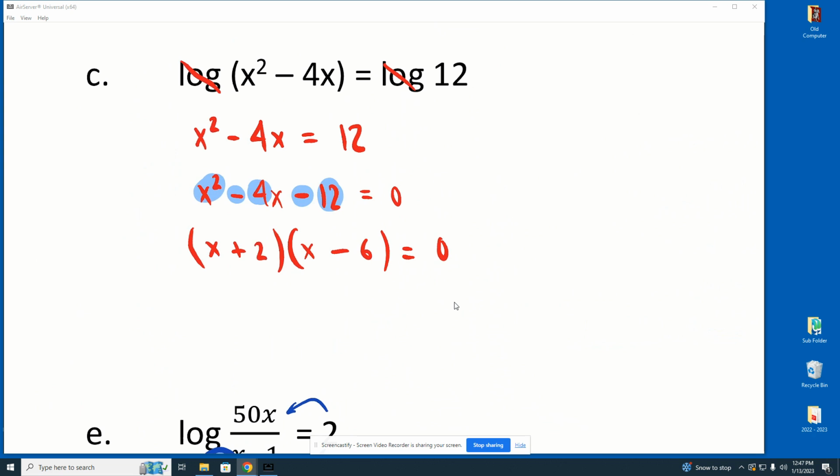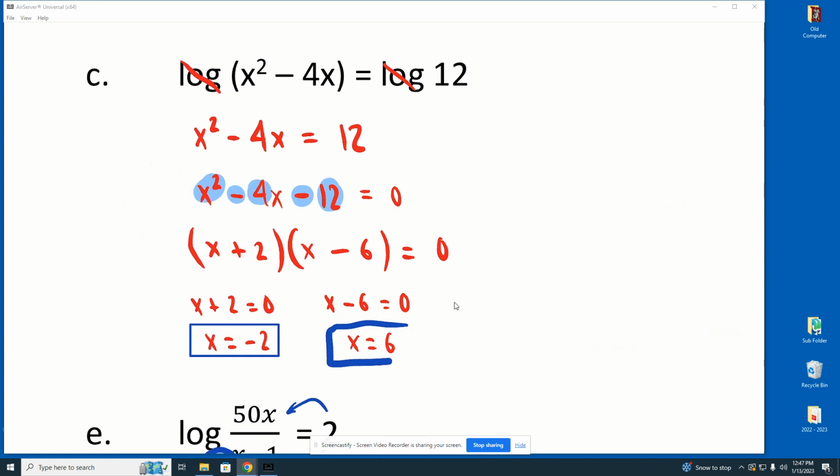Now, once we have these factors, what did we say we do to solve? Set them equal to 0. So this one I will subtract 2, so negative 2. This one I will add 6, so positive 6. So sure enough, my two solutions, and they both work. Go try them. Feel free to try them. Your two solutions were negative 2 and positive 6.